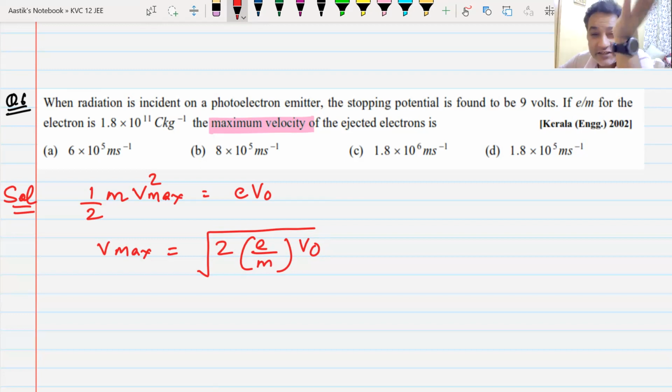This is the simplest calculation in the entire universe. 2 into 9 is 18, and that is 1.8. You take 1.8 and it's 10 raised to the power 12. It will become, and its half is 6, and 1.8 into 10 raised to the power 6. I can do it orally without using my copy and pen.